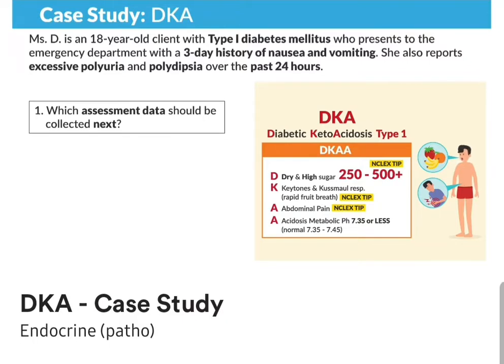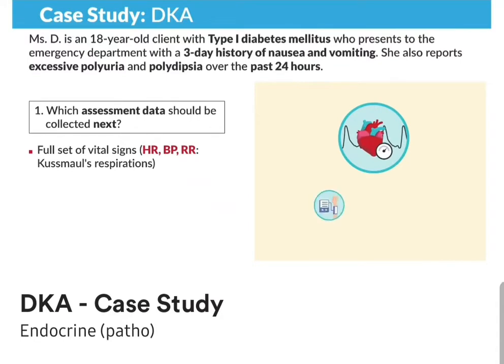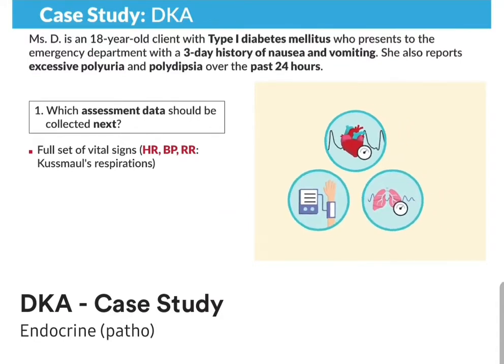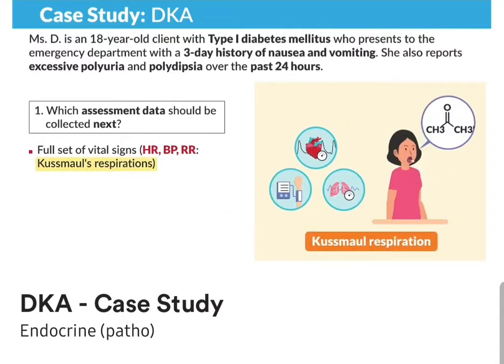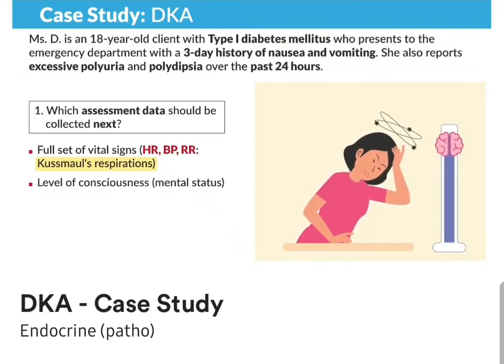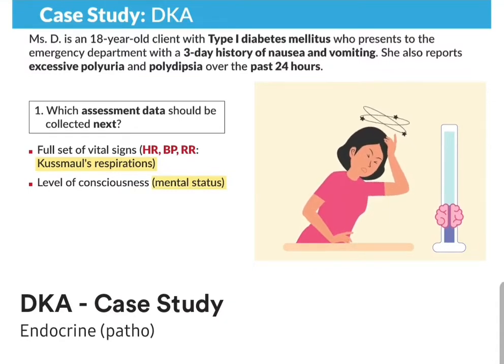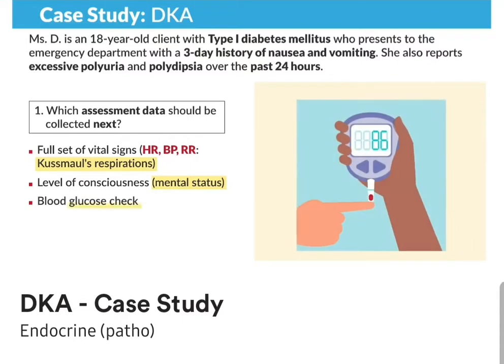Now looking at our answers here. We have a full set of vital signs: a heart rate, blood pressure, and respiratory rate. We're expecting Kussmaul respirations, that rapid fruity breath to blow off all that acid from the body. The next assessment is level of consciousness, or basically that mental status, as too much acid in the body can change the client's level of consciousness. The next assessment is a blood glucose check. So obviously, we want to see how high the blood sugar is.